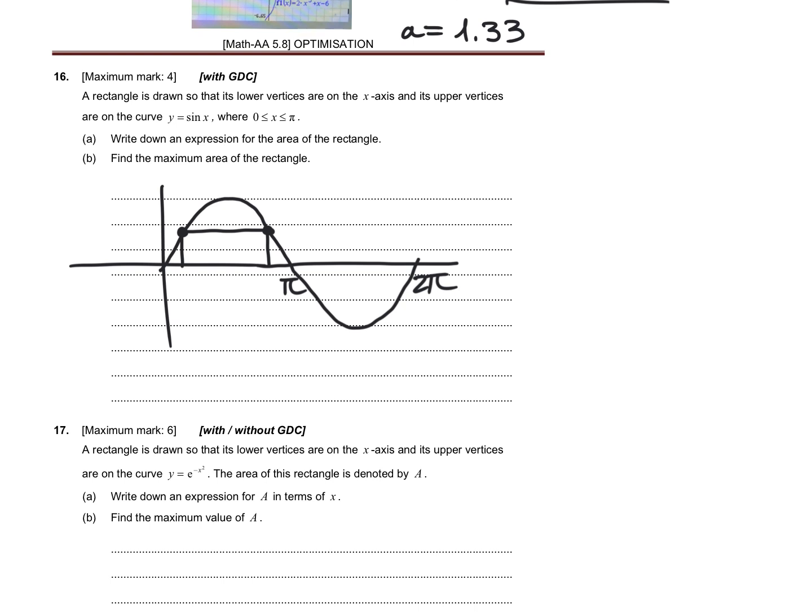So let's say this is A, and so if this is A, this point here is (A, sine A). All right, and it's a rectangle, so it should be symmetric.